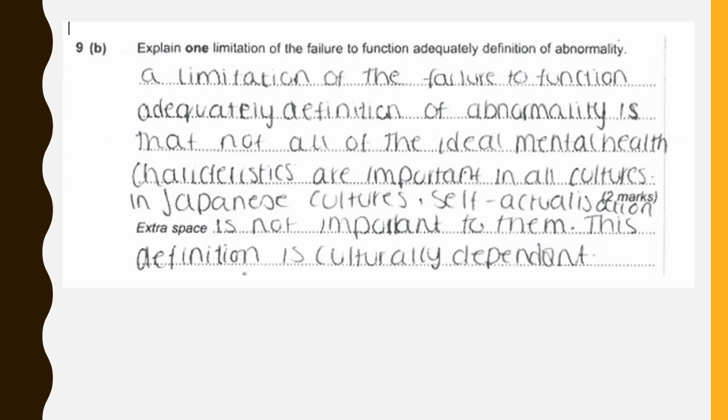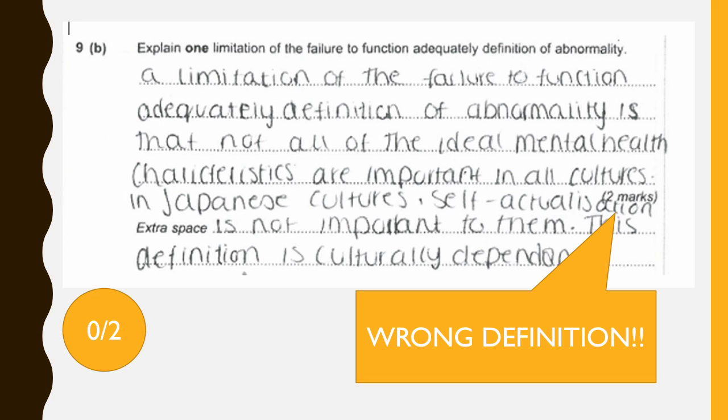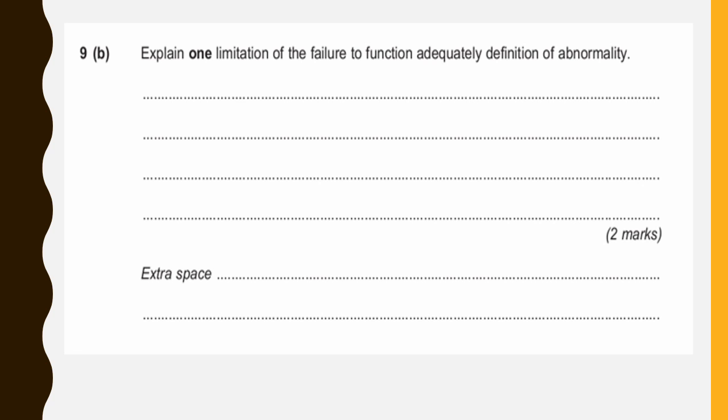The second answer that's in your booklet says a limitation of the failure to function adequately definition is that not all of the ideal mental health characteristics are important in all cultures. Now that should be an immediate flag. That should get 0 out of 2 because they've talked about the wrong definition. So what I would like you to do now, please, you've got space in your booklet to answer that question. Okay, so do that now. You can either flip back or you can have a go at doing it yourself. It should be pretty easy.